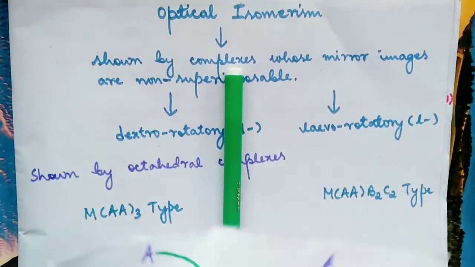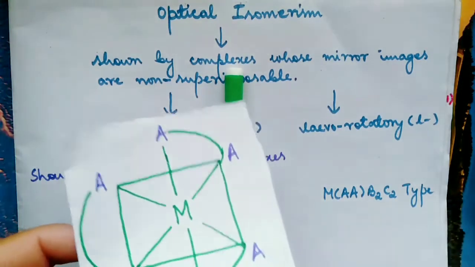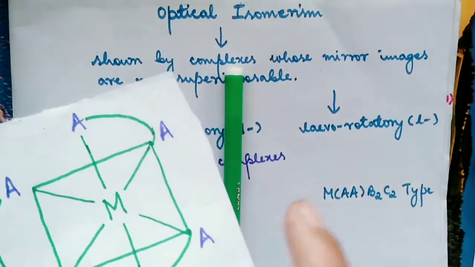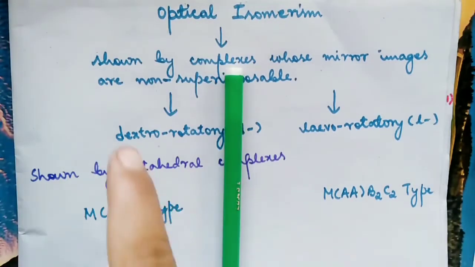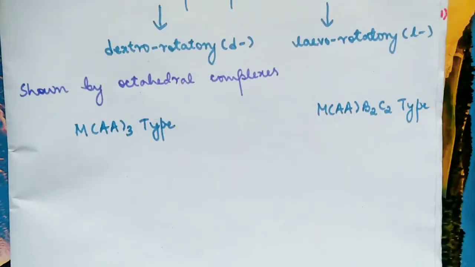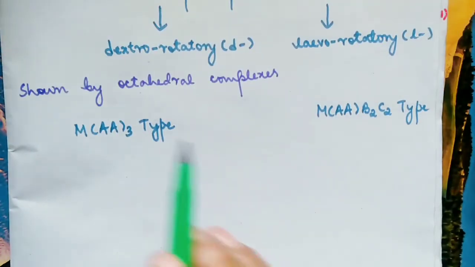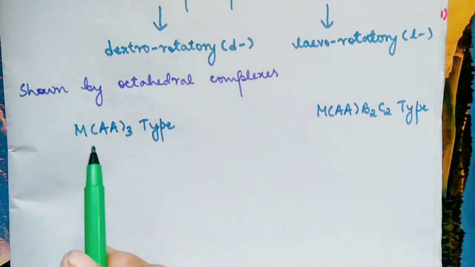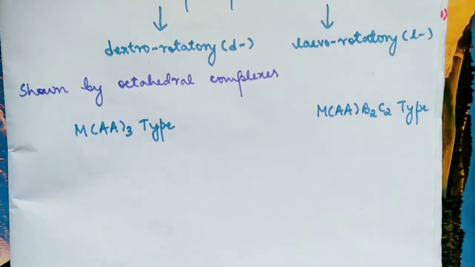If they are non-superimposable, that means they are optically active. They show the dextro and the levo form. Now see, if the isomer rotates the plane of polarized light to the right, then we call it dextro rotatory, and if it rotates it to the left, we call it levo rotatory, or the L form. Now optical isomerism is shown by octahedral complexes of this type: MAA3, MAA-B2C2 and MAA2B2 type.